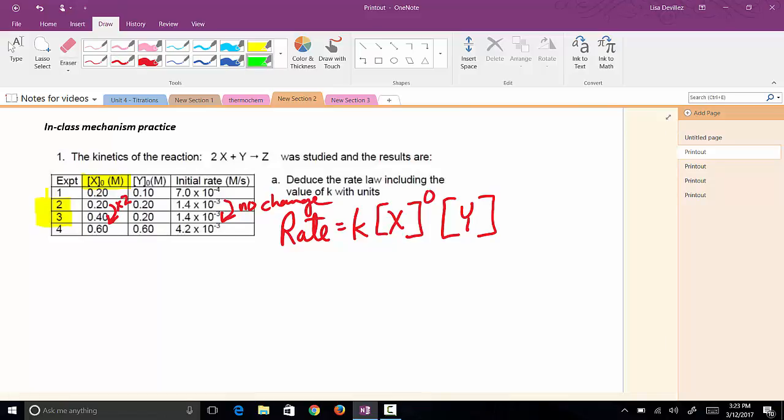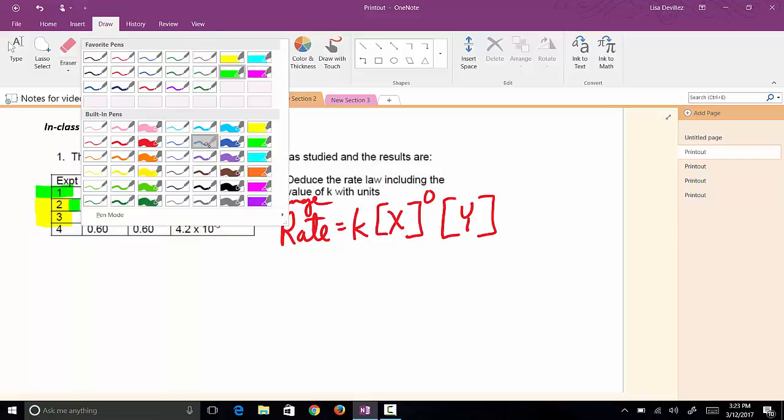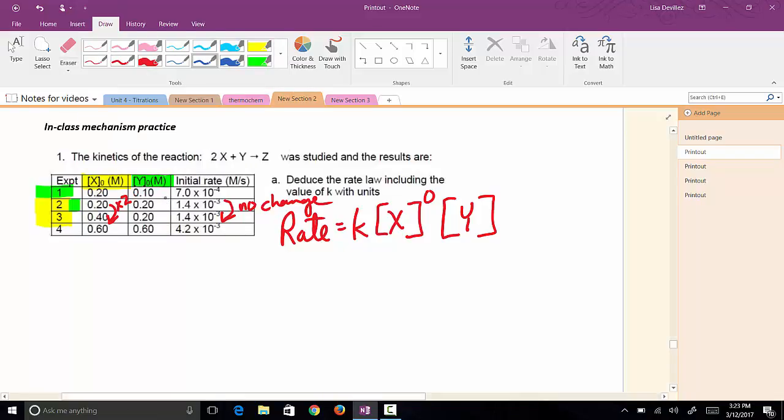And then now we're going to look at Y. And to do Y, I'm going to look at 1 and 2. That's times 2, and then here that is also times 2. So it's going to be first order for that. So I have rate equals k[Y], that's my rate law.